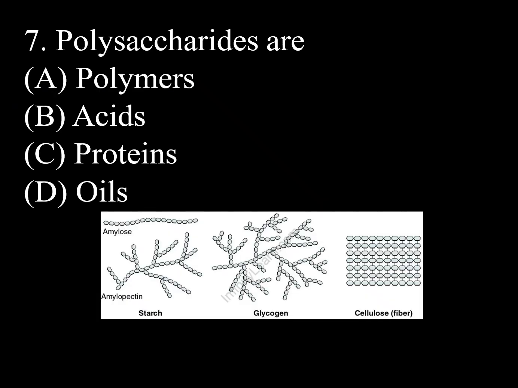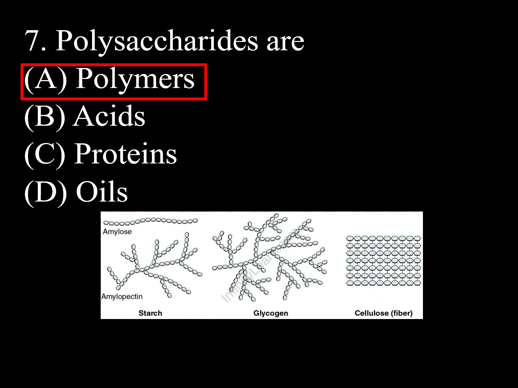Question number 7: which among the following is a polysaccharide? Option A is polymers, B acids, C proteins, D oils. The right option is polymers, as polymers are made up of many similar units. They can be similar and sometimes they can also be different. Polymers are made up of many smaller subunits combined together. So polysaccharides are basically polymers.